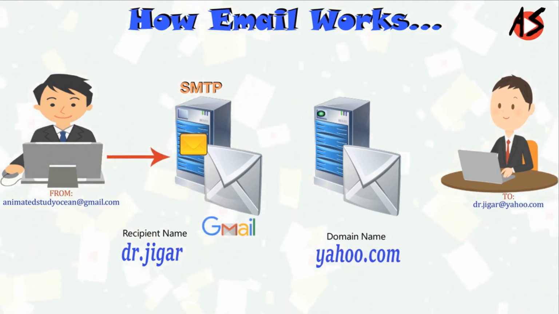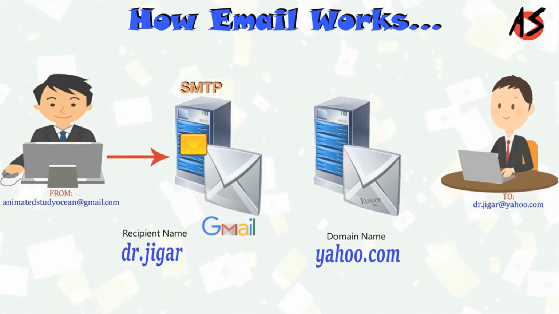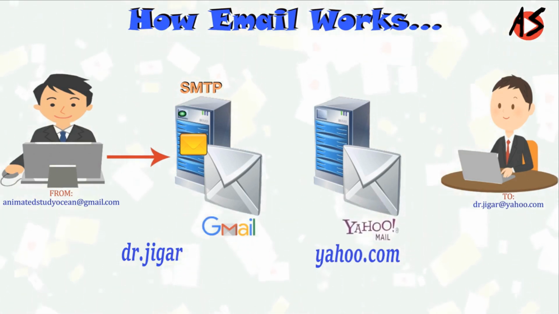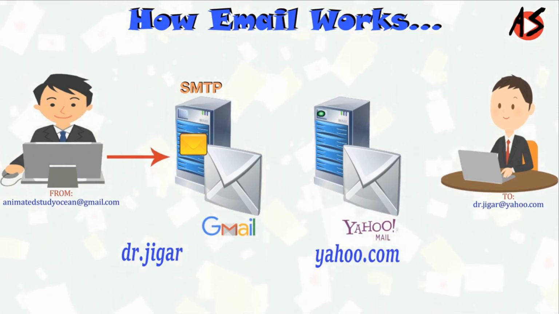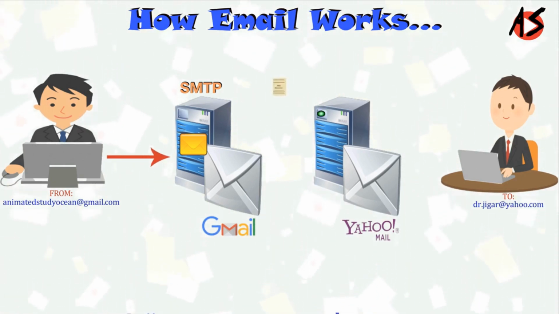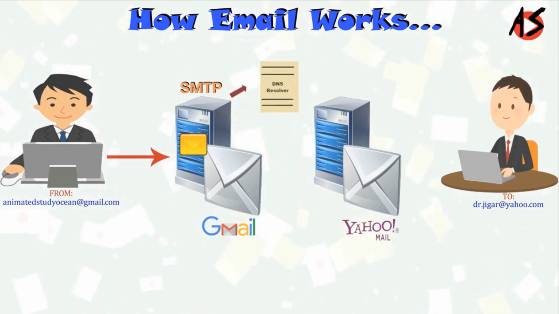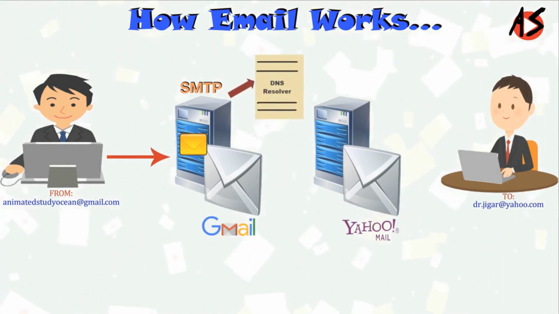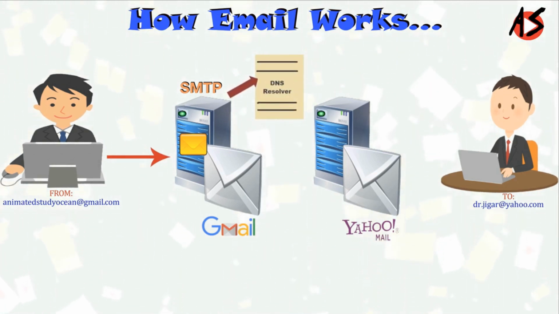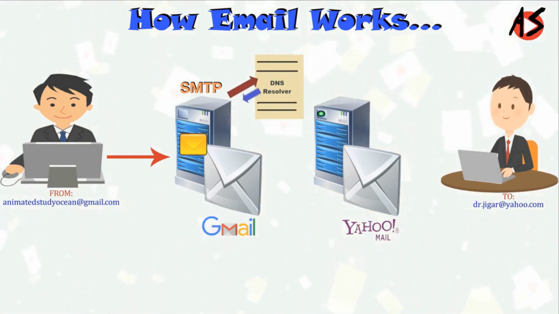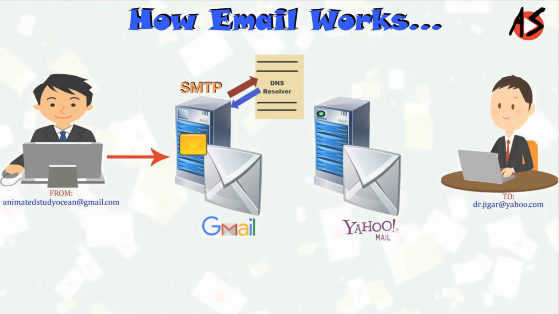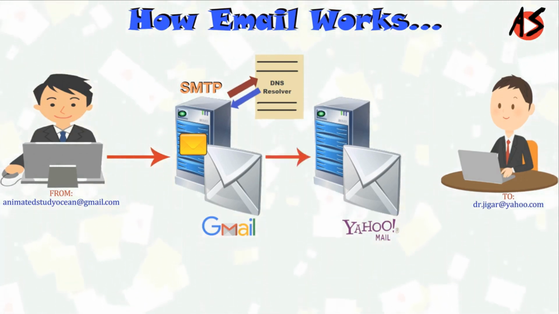Since in our example the recipient is at another domain, Yahoo, not Gmail, SMTP needs to communicate with the Yahoo domain. The SMTP server has a conversation with a domain name server, or DNS, to get the IP address of the SMTP server of yahoo.com. The DNS replies with one or more IP addresses for the SMTP server that Yahoo operates. The SMTP server at gmail.com connects with the SMTP server at Yahoo.